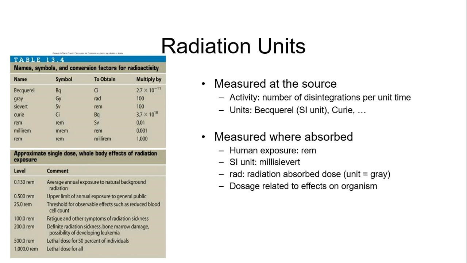Now, the unit used will often vary depending on how it is used. For example, when we're talking about human exposure to radiation, we usually use the unit rem. An SI unit, International System Unit, millisievert is very commonly used. For the amount of radiation absorbed, you could use the unit of grays, and so on. Now, the amount of radiation absorbed is related to the effects on the organism, the health hazards.